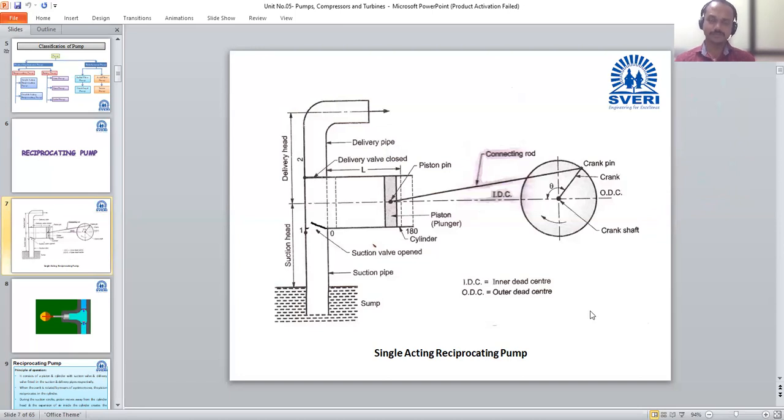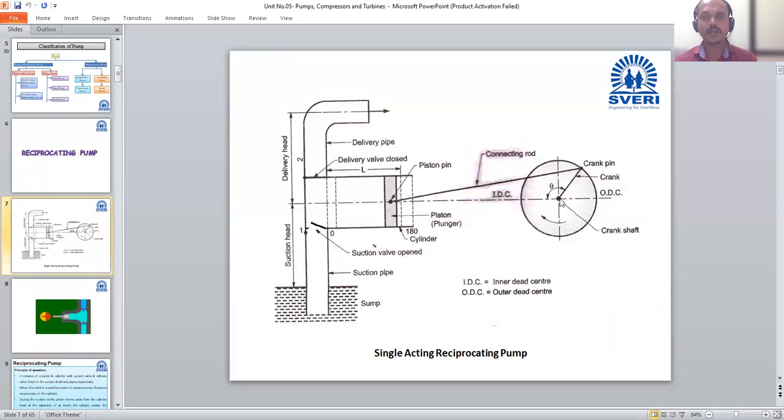So I will show you some important parts and then how it works. I will show you, animation is also there. So this cursor or that point, this is the prime mover. Here is the shaft where the motor is connected or an engine can be connected. So we can call it the prime mover.